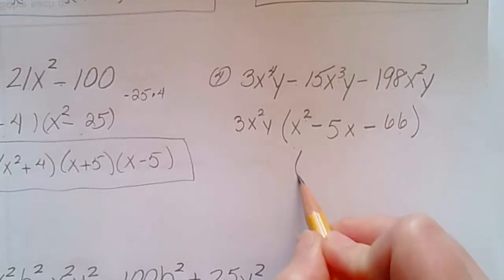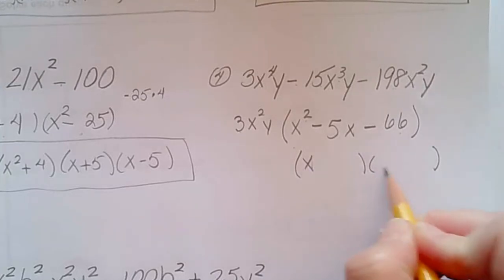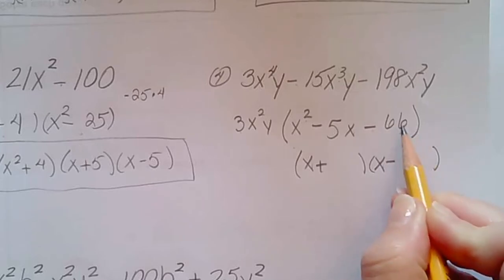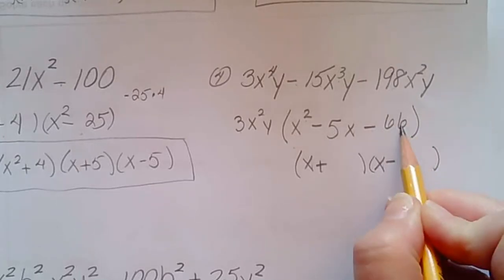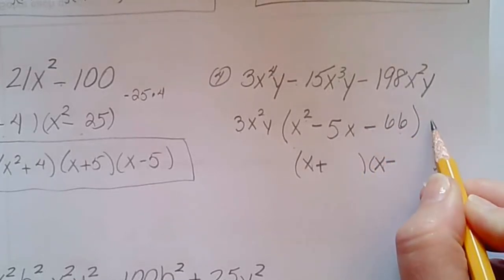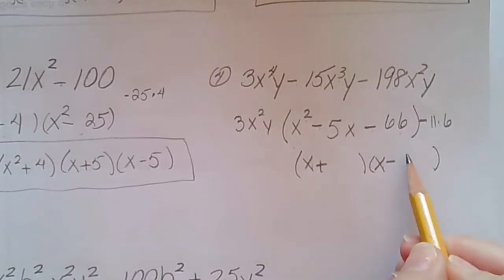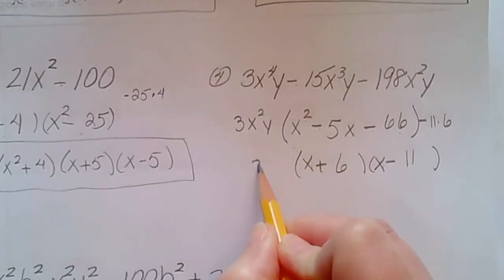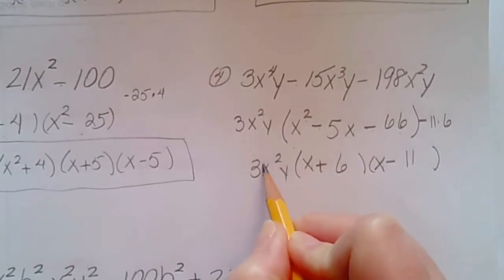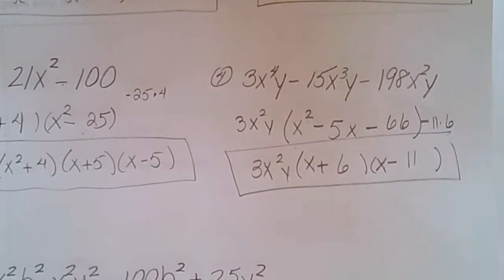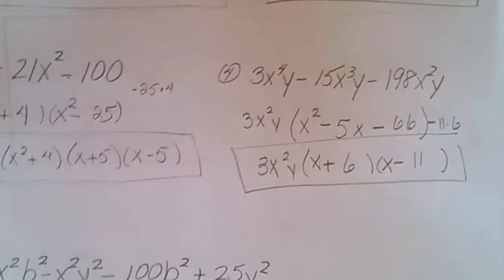It's a trinomial, so I set up my 2 sets of parentheses, x in the beginning of each, multiply to a negative 66. So multiply to 66, subtract and get 5, so that's 11 times 6. It's a negative 5, negative with the larger number. 6, 3x squared, y. That's that guy. One more.